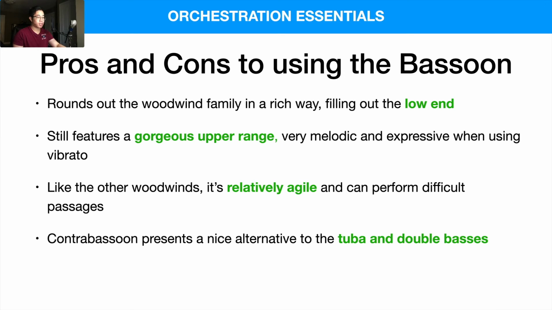The contrabassoon presents a nice alternative to the tuba and double basses. Again, it's very low. Instead of a warmer, airy sound, and the double basses have more of a bowy string sound, the contrabassoon has that almost bowy sound as well when it's playing a little louder. I can't really think of cons because they have a very specialized purpose. They do their job beautifully, and you can't fault that.